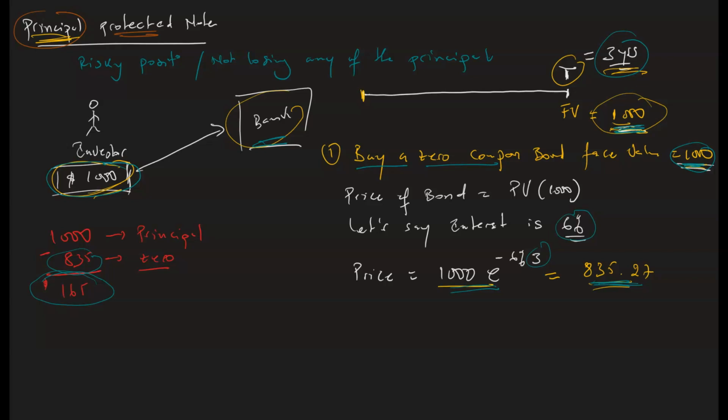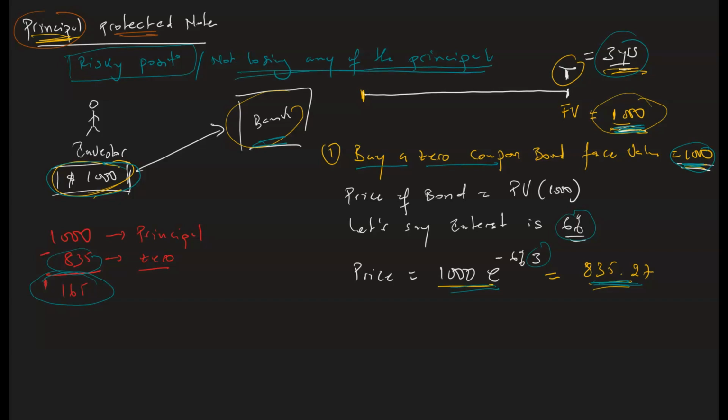So now this is how much the bank has to essentially take a risk with. This is what the bank can risk in order to maximize the return on this investment. By placing $835 in this zero coupon bond, the bank guarantees that the principal is not going to be lost.